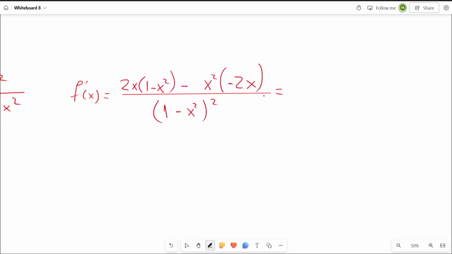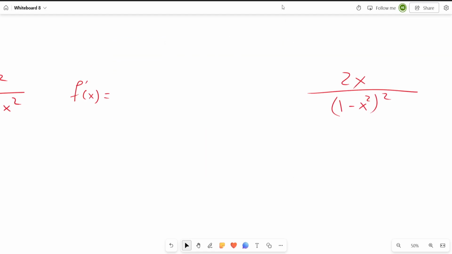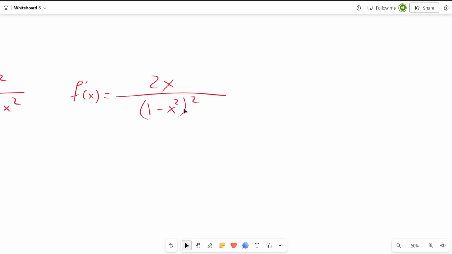So simplifying this, 2x into 1, that's going to be 2x. 2x into minus x squared, that's minus 2x cubed, and then minus x squared times minus 2x, that is plus 2x cubed, over (1 minus x squared) to the power 2. So this term and this term cancel, so I have my f dash of x as just 2x over (1 minus x squared) to the power of 2. So this is my f dash of x over here.